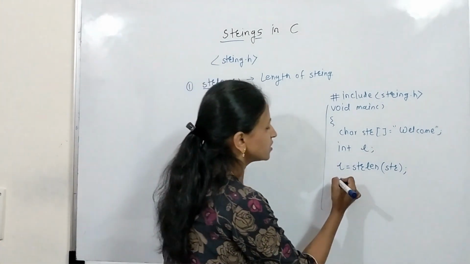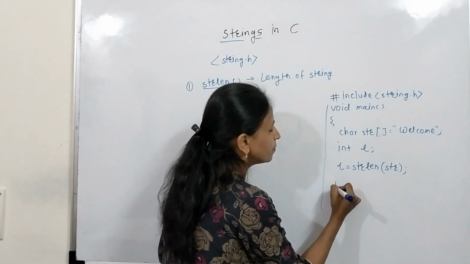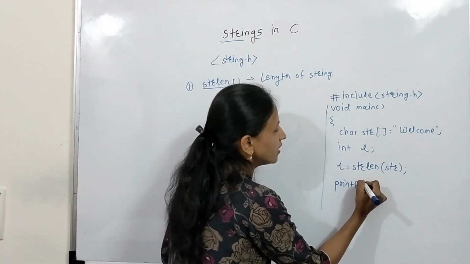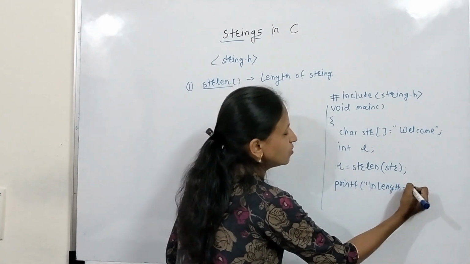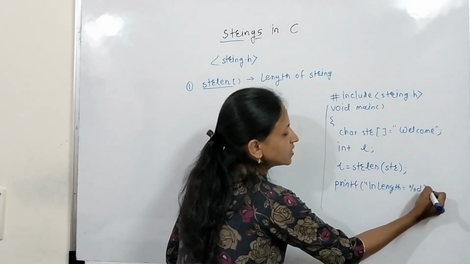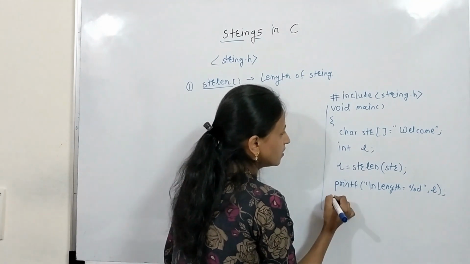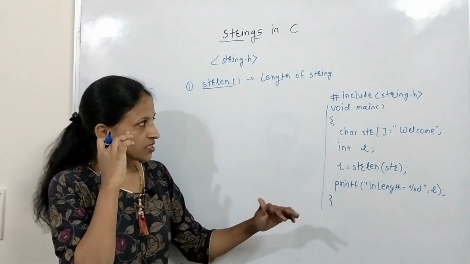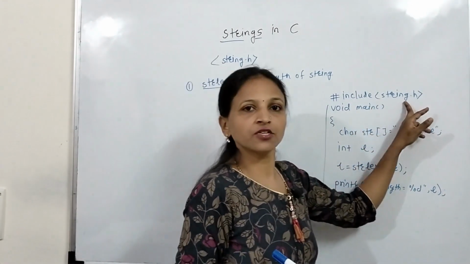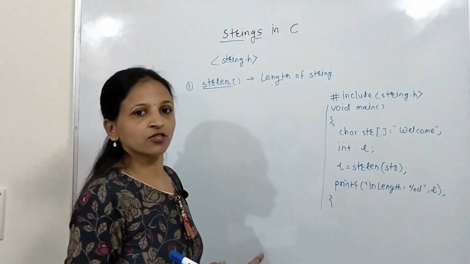And now we just have to display that with the help of printf, like printf("length of string is %d", L), we write %d because it is an integer value, and just write L. This is how we can use the strlen function, which is an inbuilt function present in the string.h header file, to calculate the length of a string.